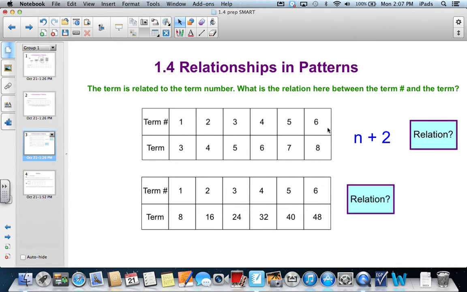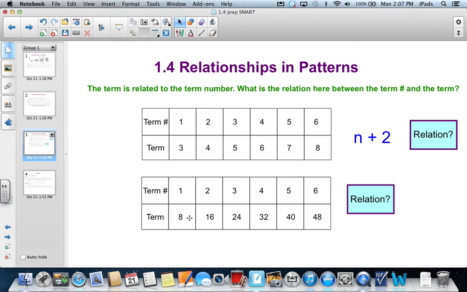My term number is my n. The relation that goes from my term number to my term would be n plus 2. My term number plus 2. The second set here, if you look at my term numbers 1 to 6, they all have a term that goes in relation to that term number.